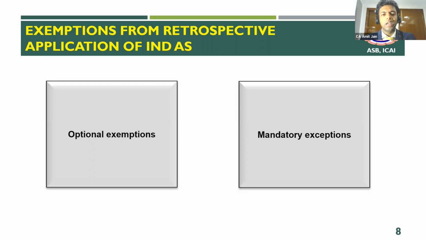So let's understand certain optional exemptions. Optional means a choice has been given to the company whether to opt for that exemption or not. And a mandatory exception is a mandate which the company has to adopt without any choice, right? So let's understand what we mean by optional exemptions and what we mean by mandatory exceptions.